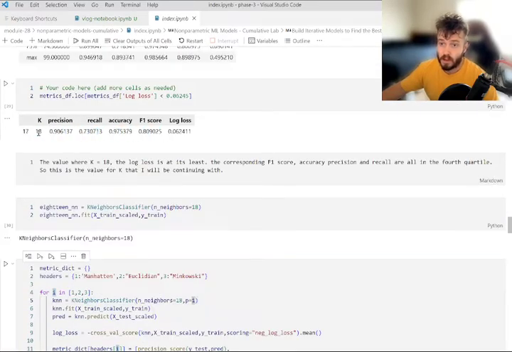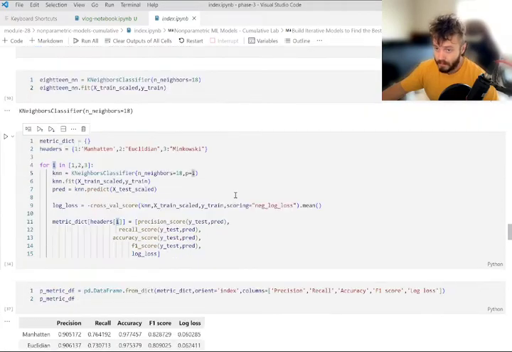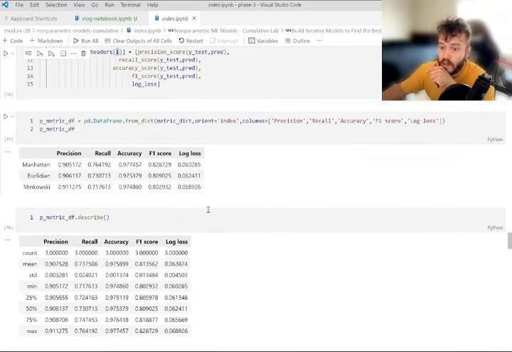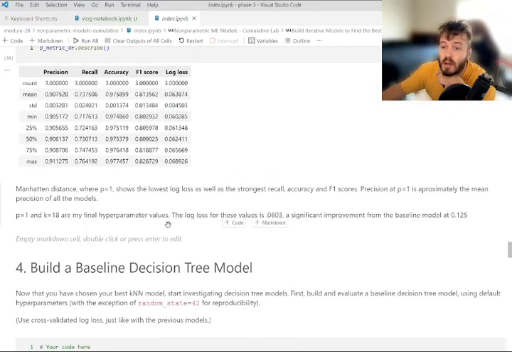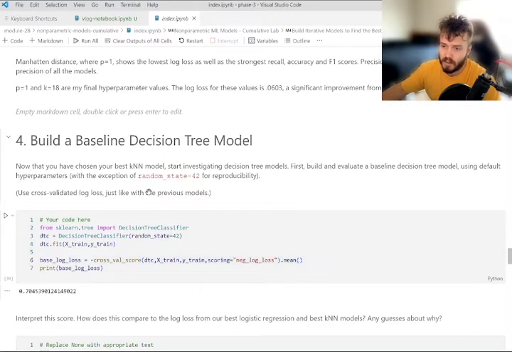So where k is 18, that's where we have the least log loss for every model from k equals 1 to k equals 100. And same thing here. The P or the C value in mathematical notation was 1, which is Manhattan distance, which wasn't really all that surprising. It seems like Manhattan distance is pretty common from what I've observed so far.